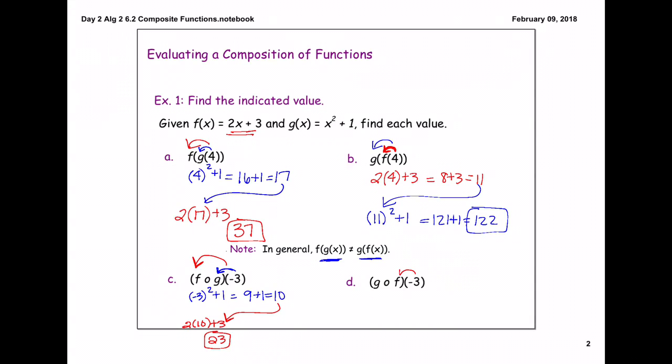Example D, plug negative 3 into your f of x function for all of your x's. So if there were multiple x's in there, you would need to replace them all. 2 times negative 3 plus 3 is negative 3. We then want to plug that value into our g function. Negative 3 squared plus 1 is equal to 10.